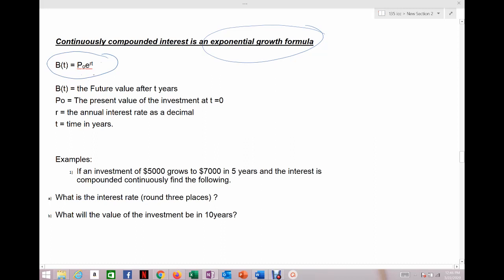It's the exponential growth equation, where the function is the future value after t years, how much your investment is worth after t years. P naught is the present value of the investment, how much you invested at time 0 when you put your money in the investment. R is your annual interest rate as a decimal, for money representing continuously compounded interest.